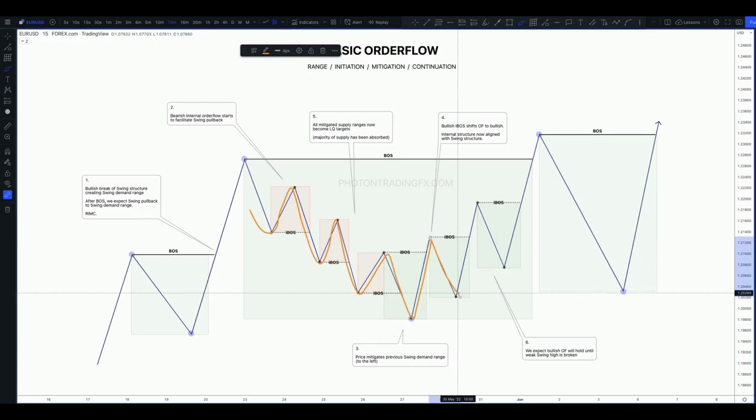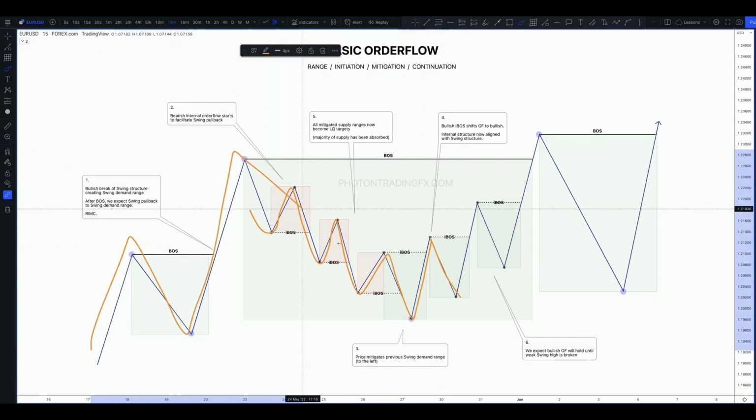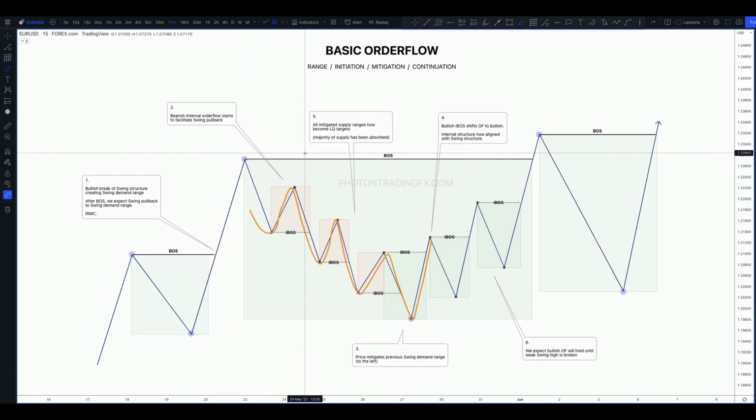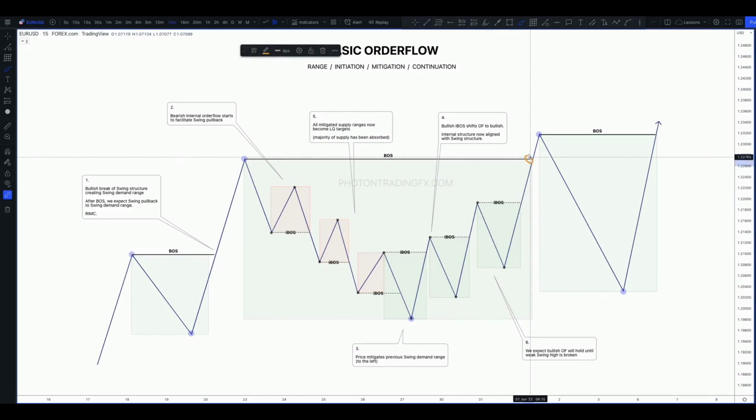Because now demand is in control. The internal structure is now aligned with the swing structure. They are both bullish. The internal order flow is now bullish, in line with the overall bullish swing order flow. So now we're ready to do what? To take out that weak high. And that's it. And then we expect those demand ranges to be respected until that high goes.